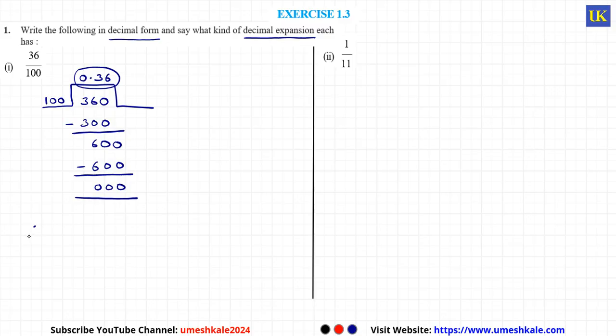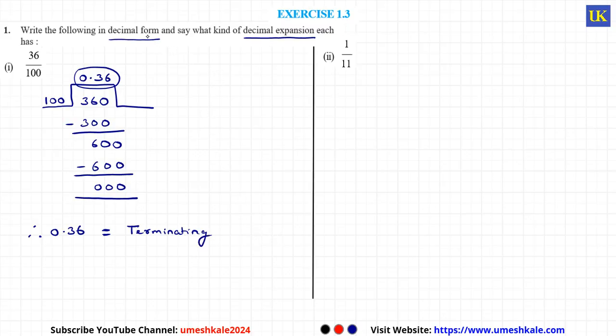So what is our answer? 0.36. Now this 0.36, what kind of decimal expansion has it got? In the introduction video I have explained everything. If you have not seen that video, you have to go and see that video first and then come to this video. Now this decimal expansion is called a terminating decimal expansion because it is stopping at 6. After 6 it is not continuing. So when the decimal expansion stops, such a decimal expansion is called a terminating decimal expansion.